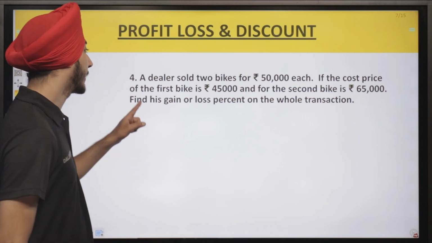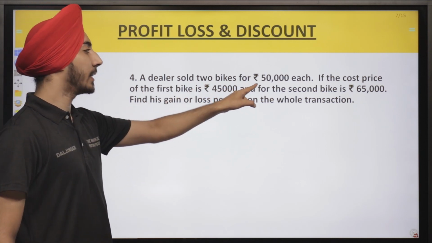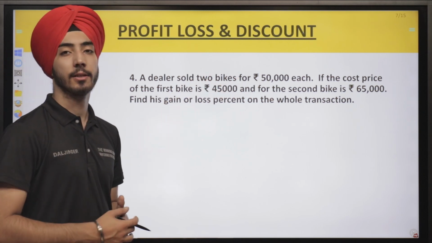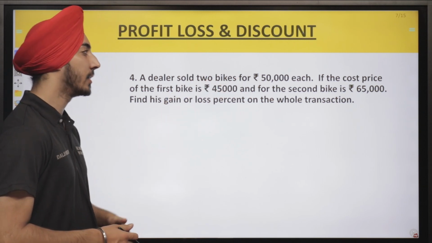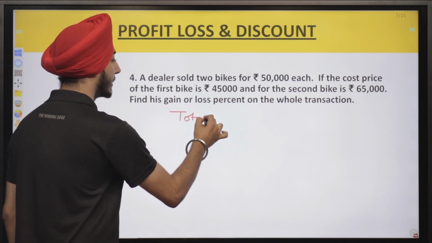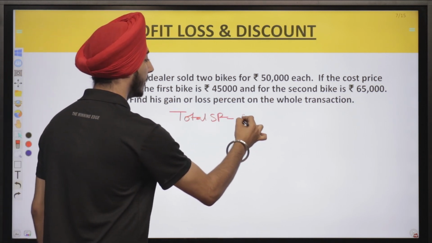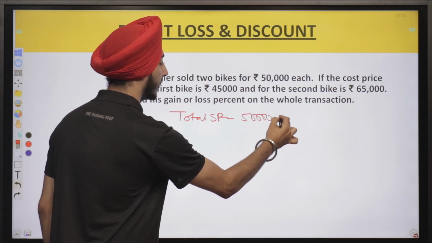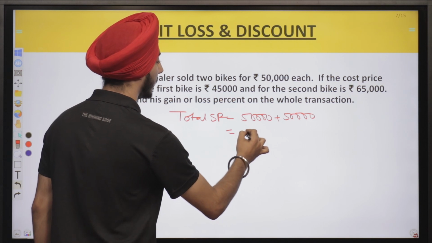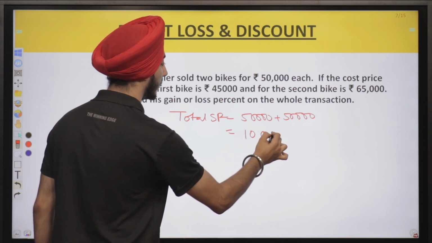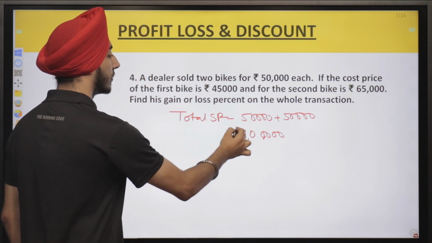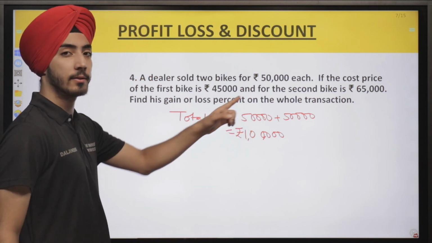Question number 4, let's see what it says. A dealer sold 2 bikes for rupees 50,000 each. Okay, he has sold 2 bikes, the price of each being 50,000 rupees. So first of all we write down the first statement from here. Total SP will be 50,000 of one bike plus 50,000 of another bike. That will give you 1 lakh rupees. Okay, so this is your total selling price.